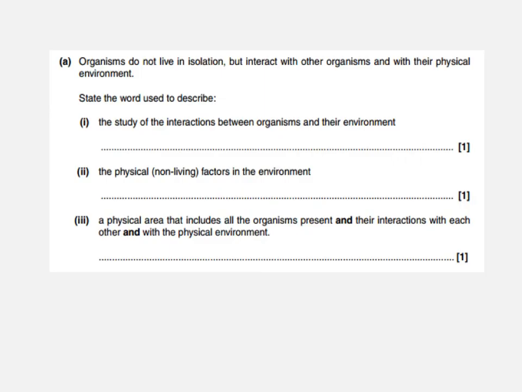Now, as I said, this is a very, very short lesson, so we're going to have a look at a few exam questions just to round off. Organisms do not live in isolation, but interact with other organisms and with their physical environment.